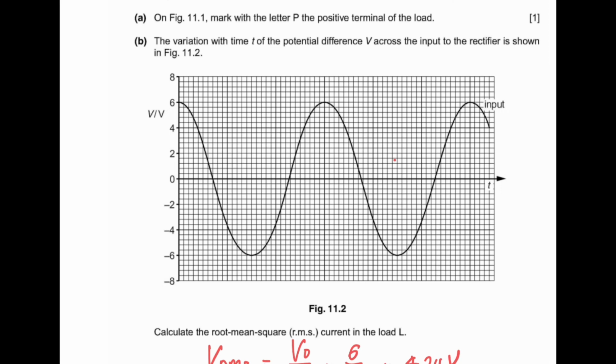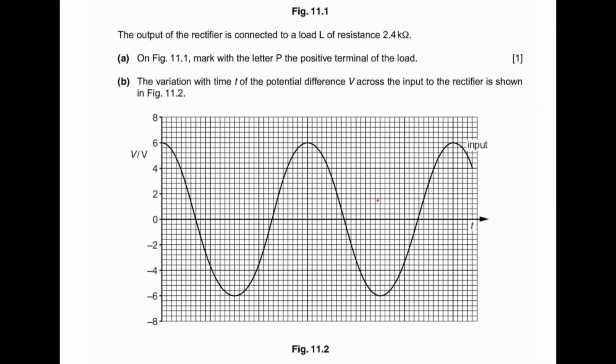So let's start from maximum. That means the capacitor is going to discharge, and discharge to 3 volt, then it has to charge again. And the other thing is, this is quite tricky also, must be very careful. This graph is the input. The voltage here, the potential difference, is the input.